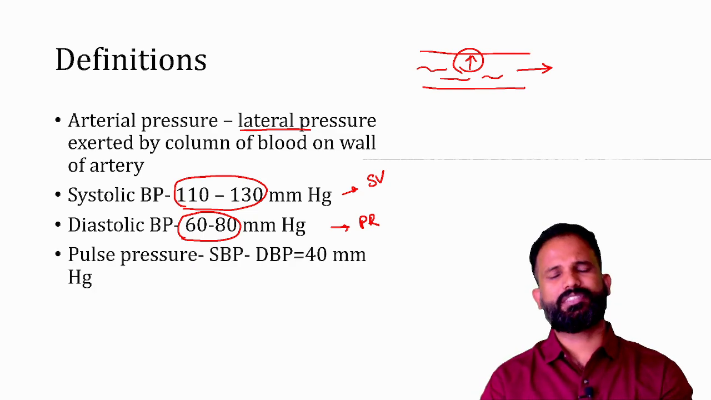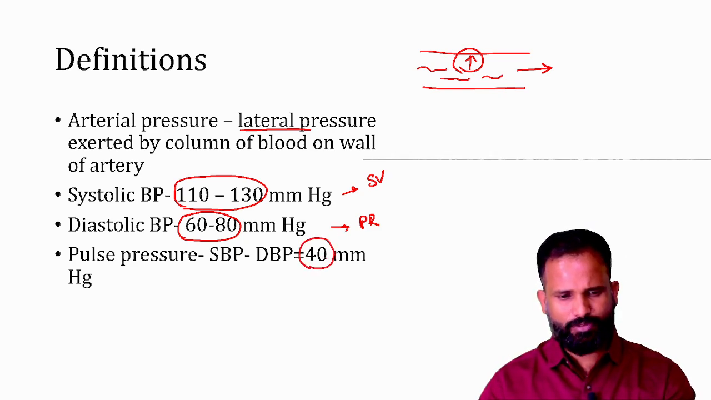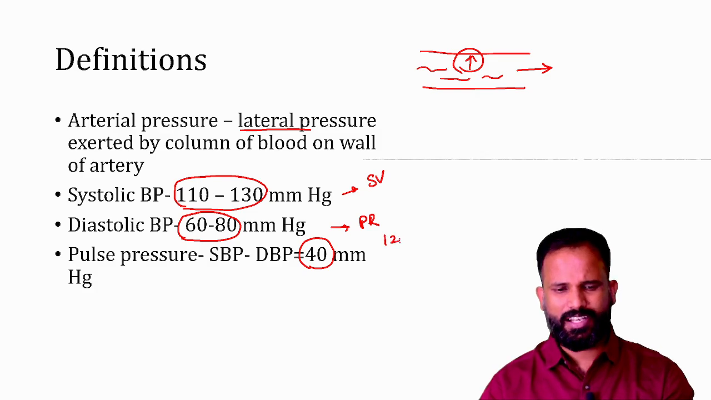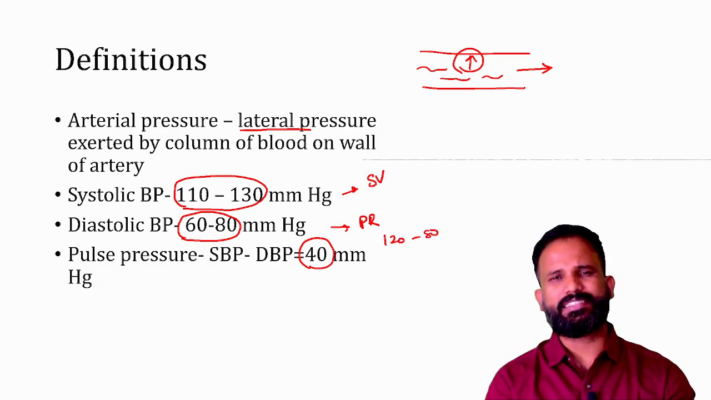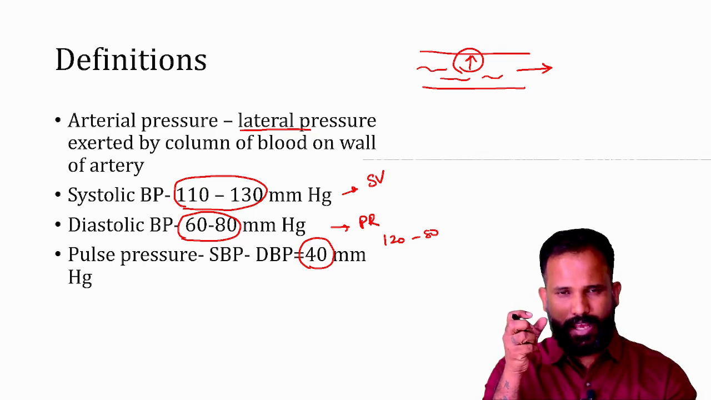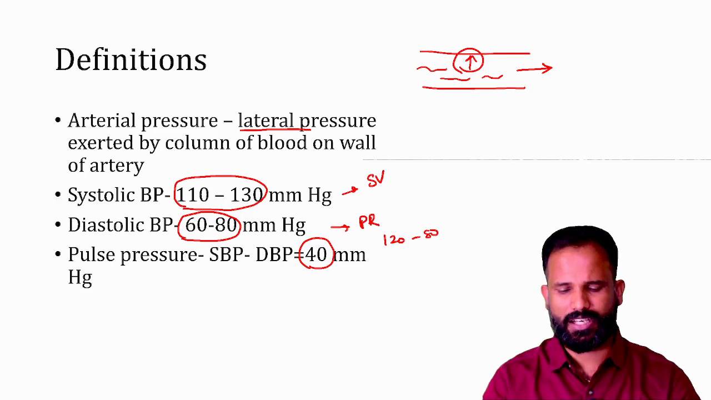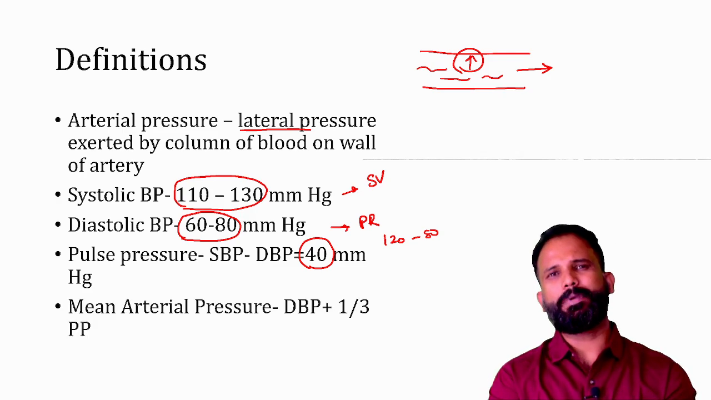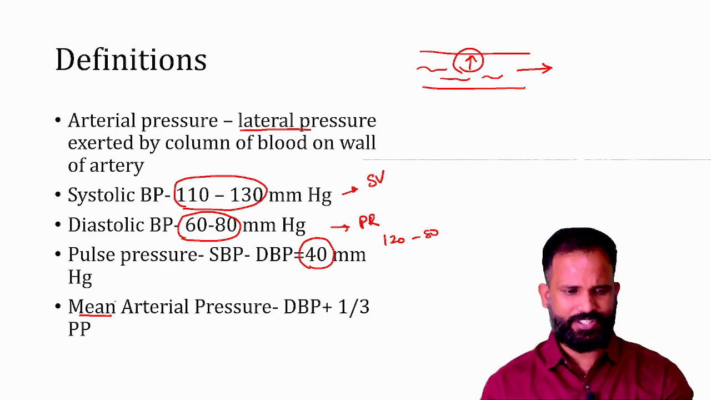And pulse pressure is the difference between systolic blood pressure and diastolic blood pressure, and it usually varies around 40 mmHg, considering 120 minus 80. So pulse pressure indicates the stroke volume, how much blood is ejected, and it also indicates the compliance of the heart.